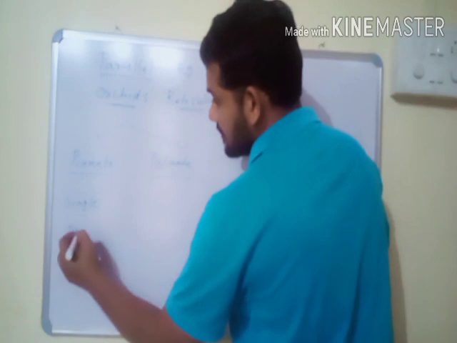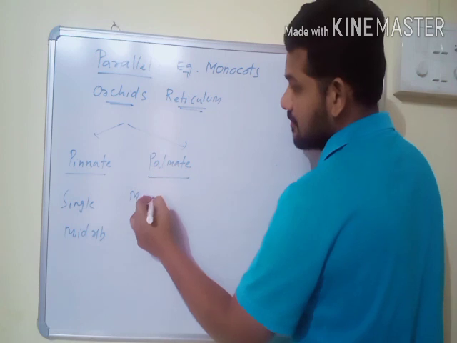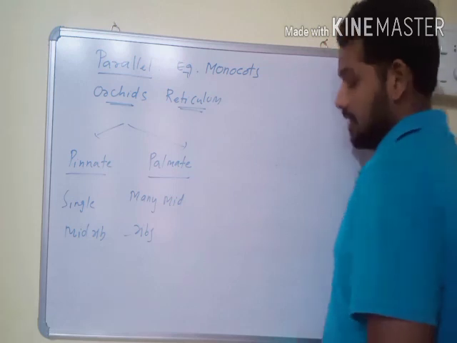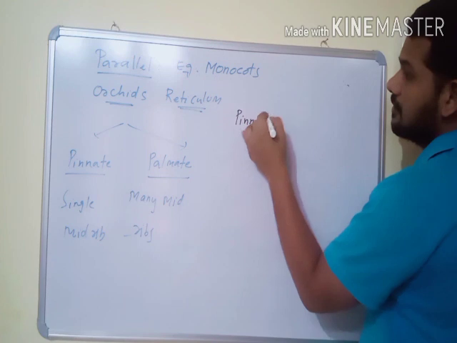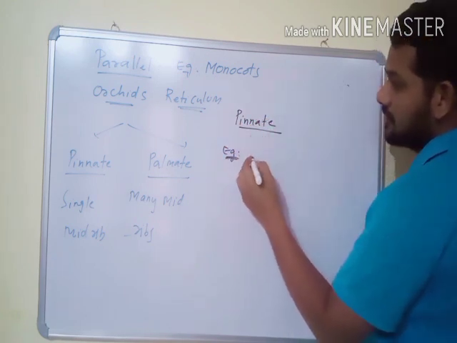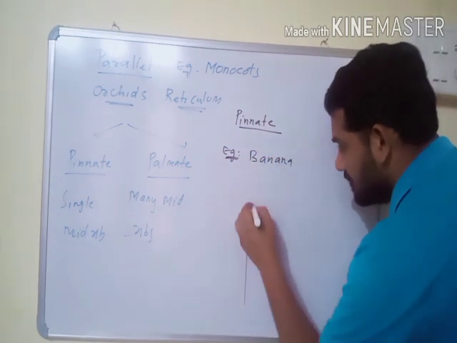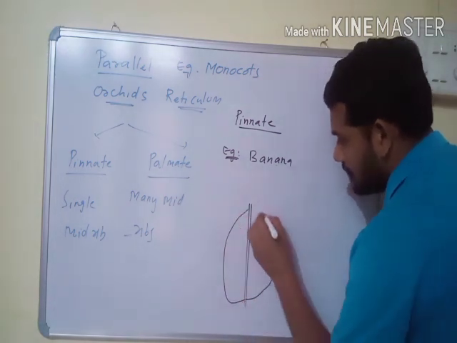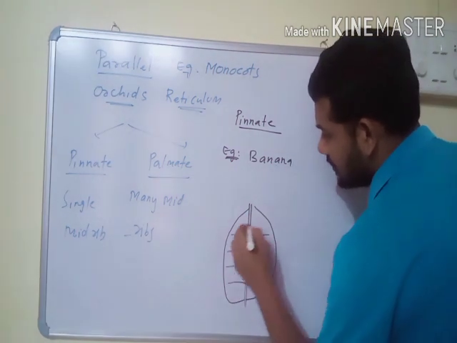Lamina has a single midrib, and in palmate types, lamina has many midribs. And in pinnate parallel venation, for example, this type of venation we can observe in the leaves of banana plant. For example, this is the midrib, and it possesses lamina, and this lamina produces veins, and all veins run parallel to each other.